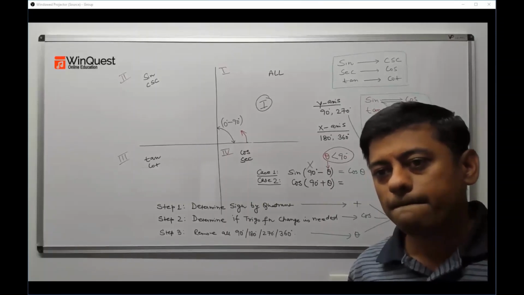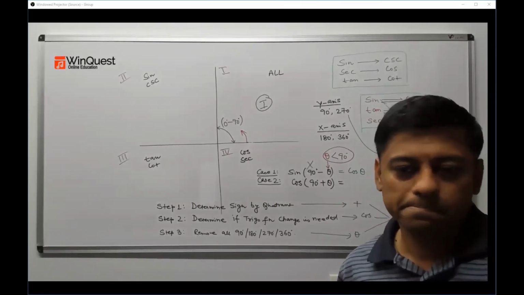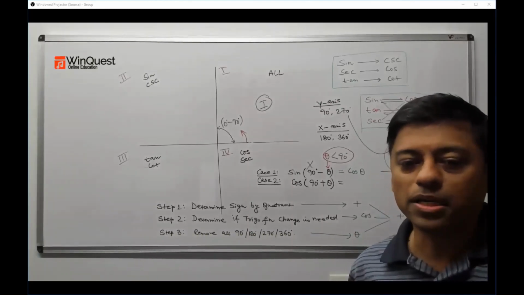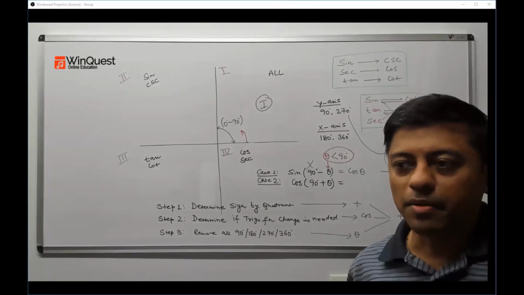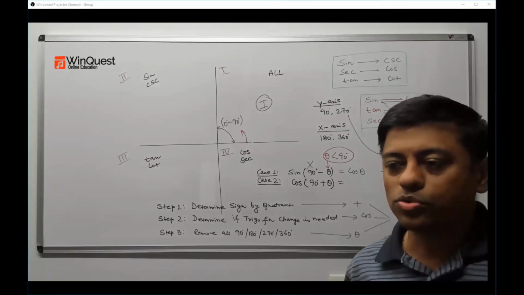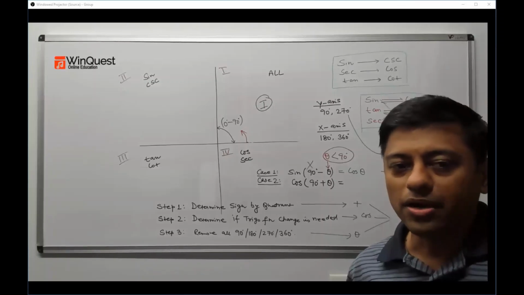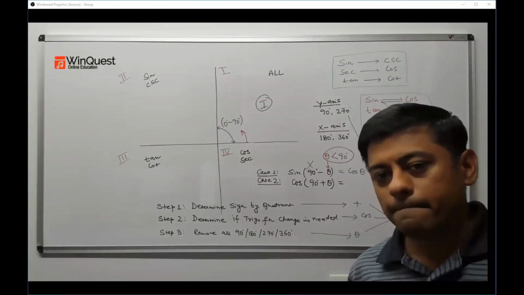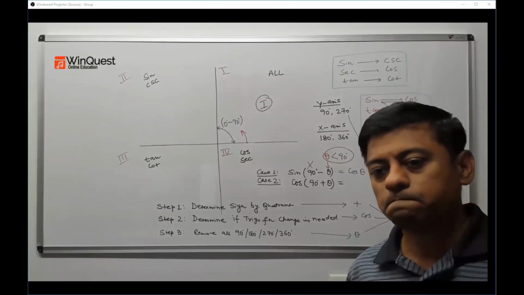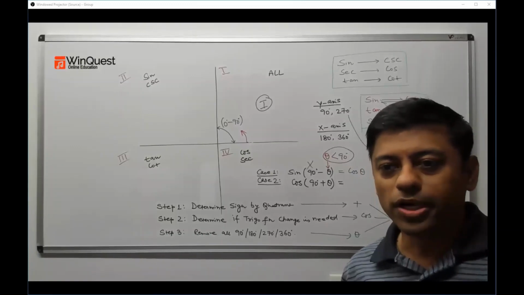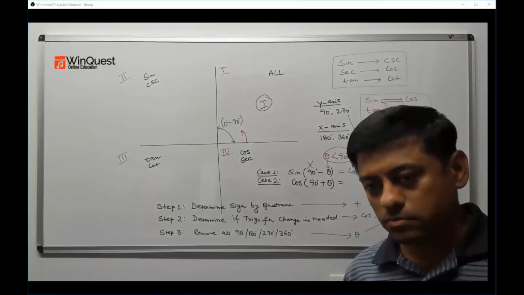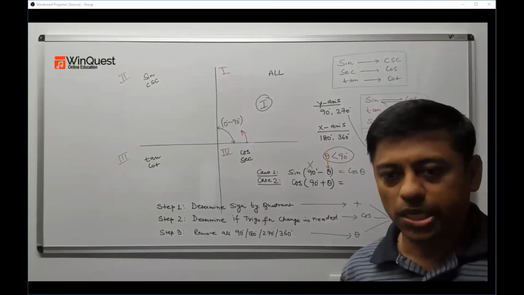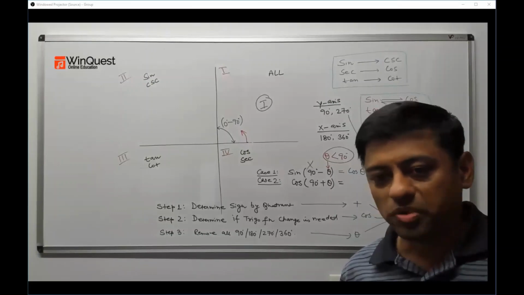Change it to sine. I'm talking only for step 1. What will happen in step 1? Determine sign by quadrant. First of all, you see which quadrant it is going and whether it is welcomed over there or not. Is it quadrant 4? Okay. How many of you agree? Nobody is responding.